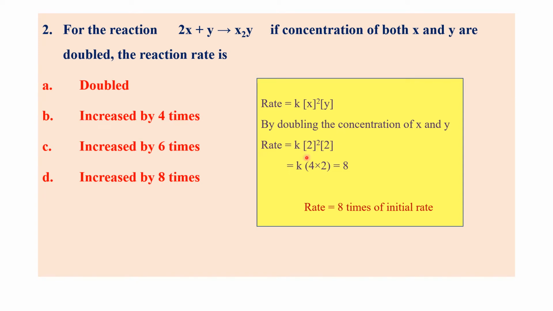2 multiplied by 2 will result in 4, multiplied by 2 it will result in 8. So the rate of reaction will increase 8 times of the initial rate. So the answer is increase by 8 times.